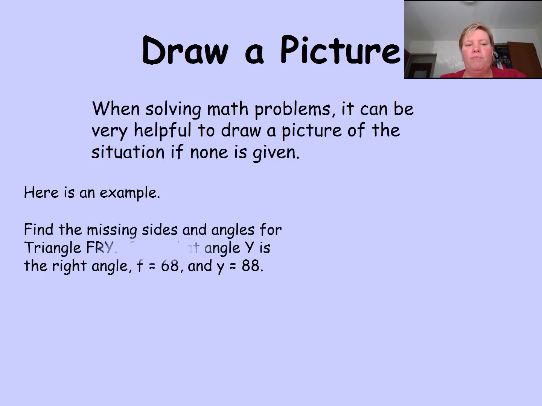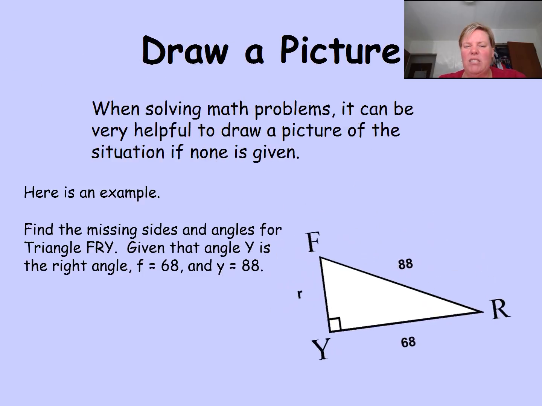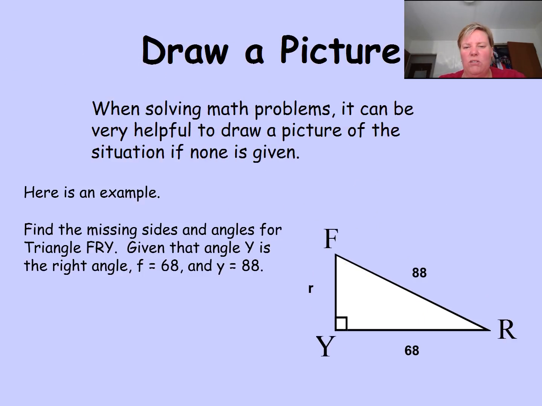Here's an example. Find the missing sides for triangle FRY, given that angle Y is a right angle, F equals 68 and Y equals 88. Now that's really hard until you draw a triangle. So here's the triangle associated. I drew the triangle FRY, and I knew that whatever Y was had to be the right angle. It had to be a right angle triangle to start off with, and then I managed to put the two sides on. It's a little bit obscure, that one, but we'll get on to some real problems.